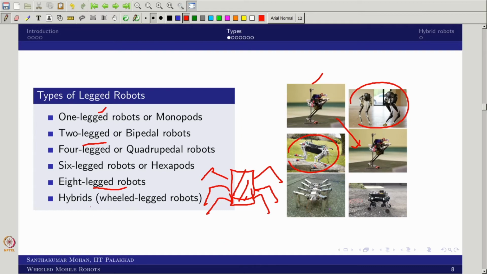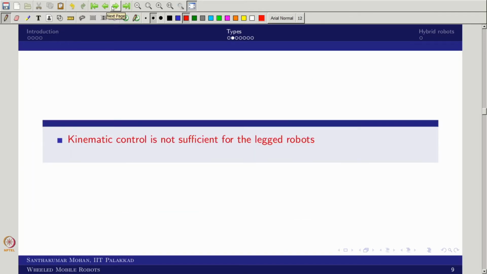But even the legged robot can further be classified by combining wheels, so we call it a wheeled leg robot. This wheeled leg robot, we take as a hybrid robot in a separate category, but some standard textbooks classify the legged robot with hybrid as one of the subclasses. We are talking about it as a separate category. So let us move further.